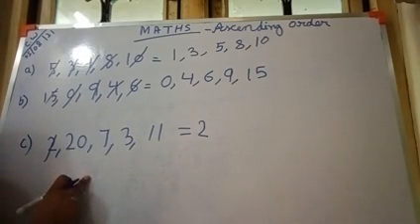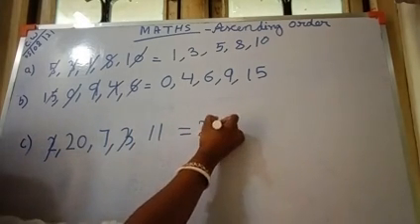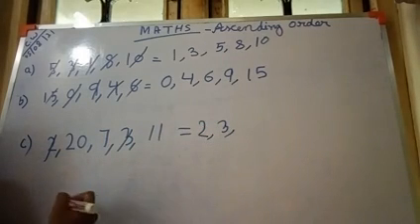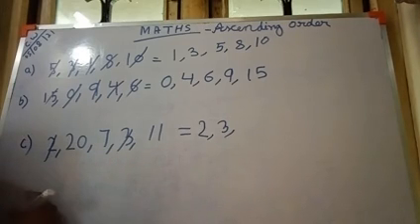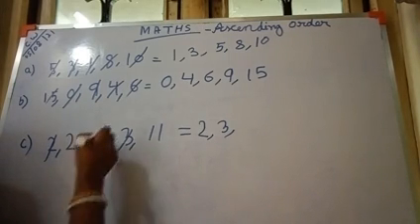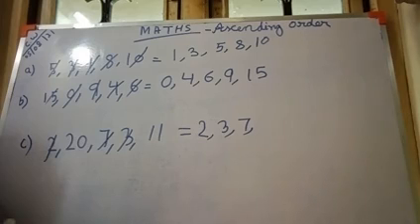Then after 2, 3. Yes, 3 is there. We will cut and write 3. Then 4? No. 5? No. 6? No. 7? Yes, 7 is there. We will write the number 7. Then 8, 9.